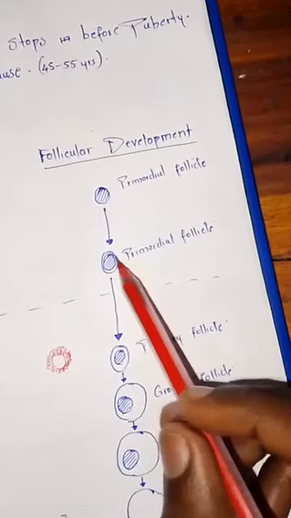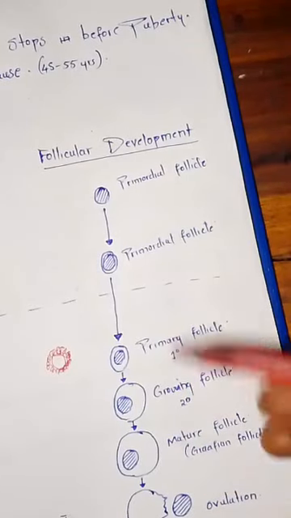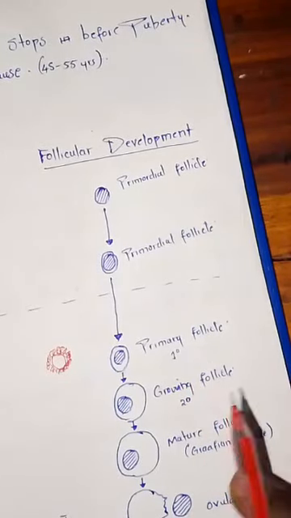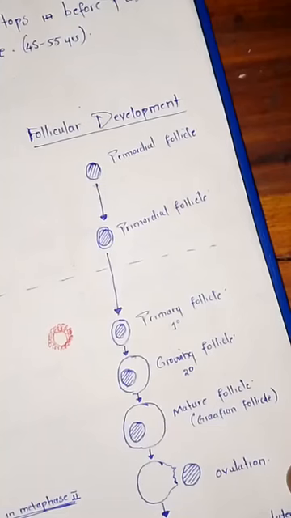So you're going to find that as this primordial follicle undergoes some growth, it is now going to grow, and it will be termed as the primary follicle. So this whole process of growth takes place in the influence or in the presence of the hormone that you mentioned, which is the follicle stimulating hormone.